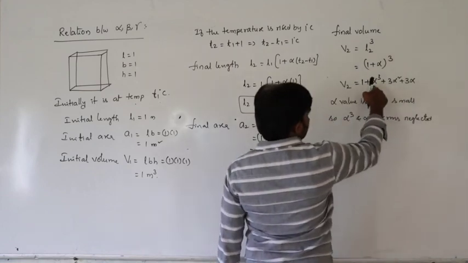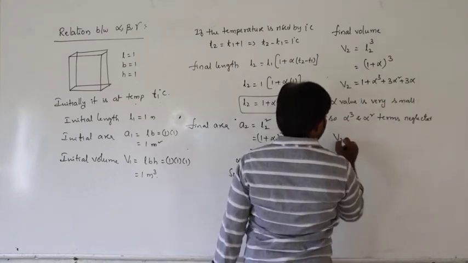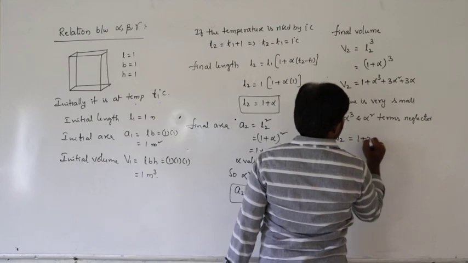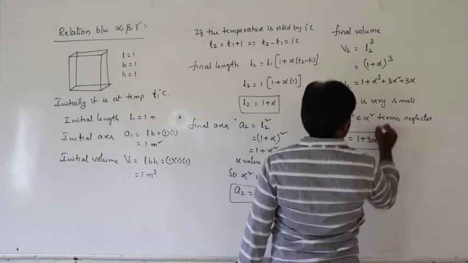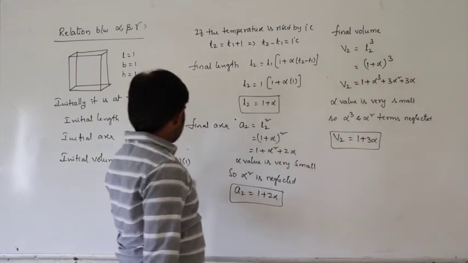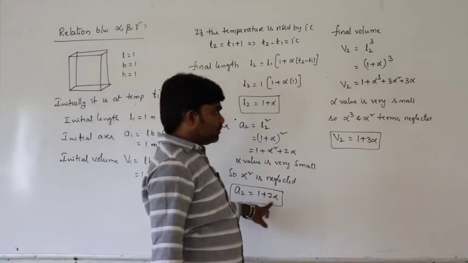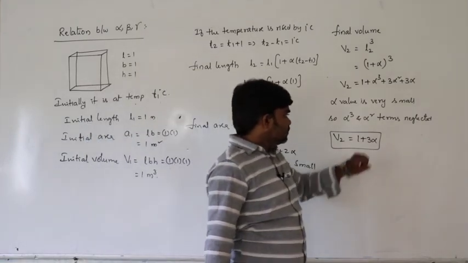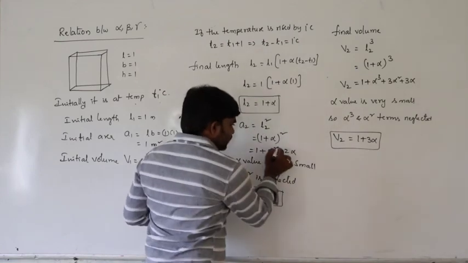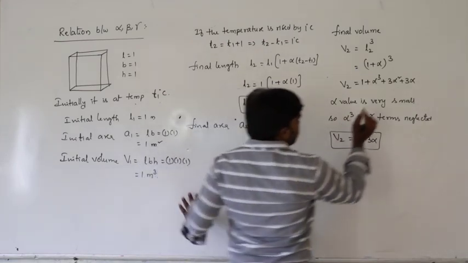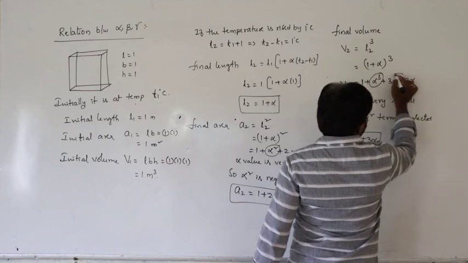So, alpha square and alpha cube terms are neglected. Therefore, V2 is equal to 1 plus 3 alpha. This is V2. So here L2 is equal to 1 plus alpha, A2 is equal to 1 plus 2 alpha, and V2 is equal to 1 plus 3 alpha. Here we are neglecting alpha square, and here we are neglecting alpha cube and alpha square.